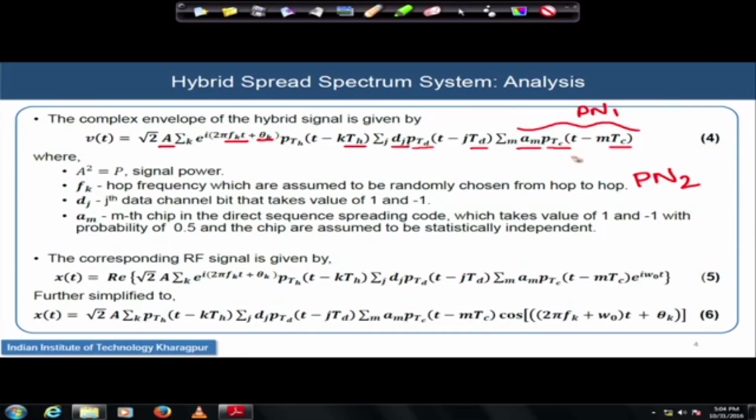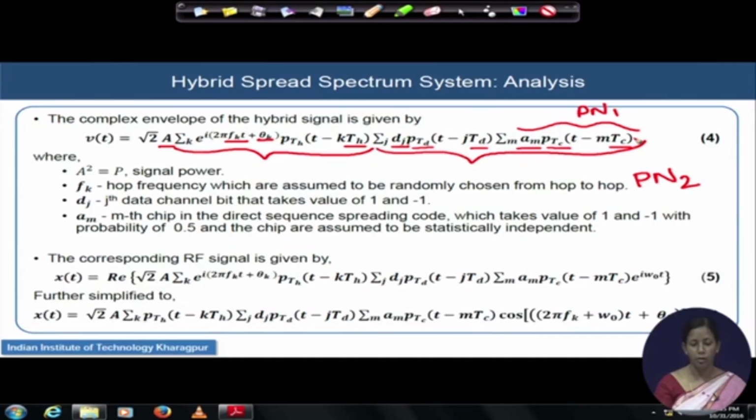So, this is the first spreading, by direct sequence spreading, going on over each and every channel bit, and after this DS spread signal, it is hopped over the different frequencies. Here is the frequency hopping, and here is the direct sequence spread spectrum. Combined, it is a hybrid signal, a hybrid spread spectrum system.